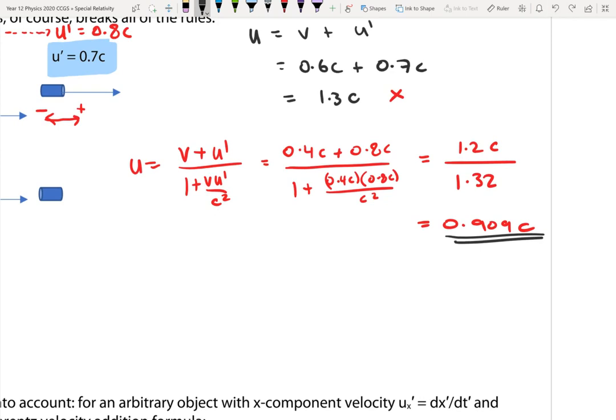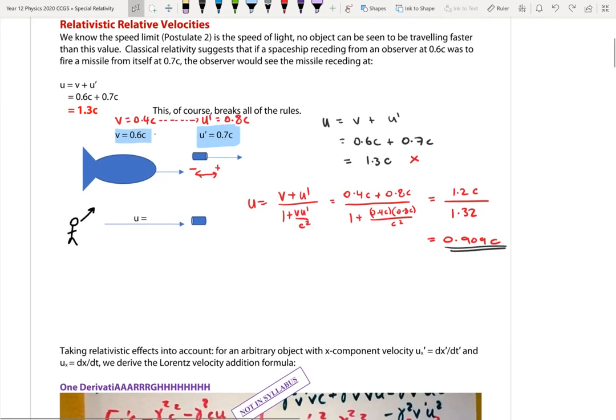You can very obviously visualize on the board. It's much easier if you leave things in terms of c. You're just adding a few terms and cancelling the c's underneath. If you were given speeds in meters per second, I would probably convert them to decimals of c.